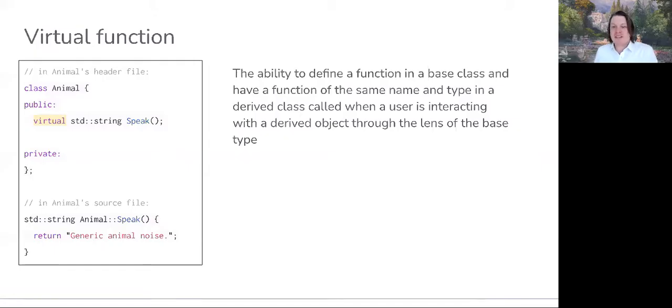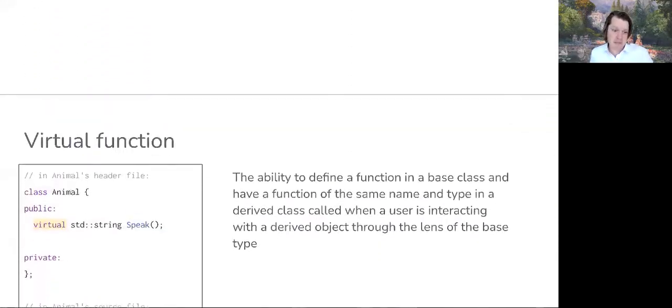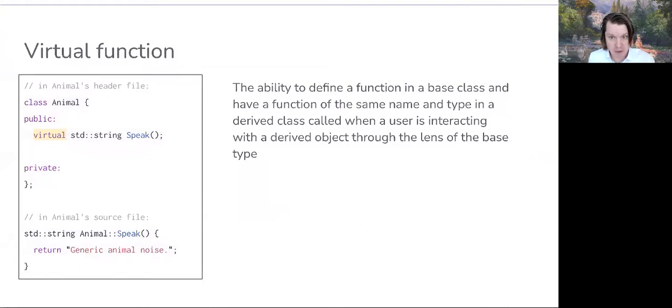So enter virtual functions: the ability to define a function in a base class and have a function of the same name and return type in a derived class called when a user is interacting with the derived object through the lens of the base class. To do exactly what I just tried to point out is to declare that function as virtual. And what this says is that if you are viewing a derived object through the lens of the base class, in this case, we're looking at Bubby as an animal or Polly as an animal, the virtual function says that if this behavior is called and the derived object has provided an implementation for it, use the derived object's version instead of the base class's. And to get this functionality, all we had to do is write virtual before the return type. This is a non-type attribute for this behavior.